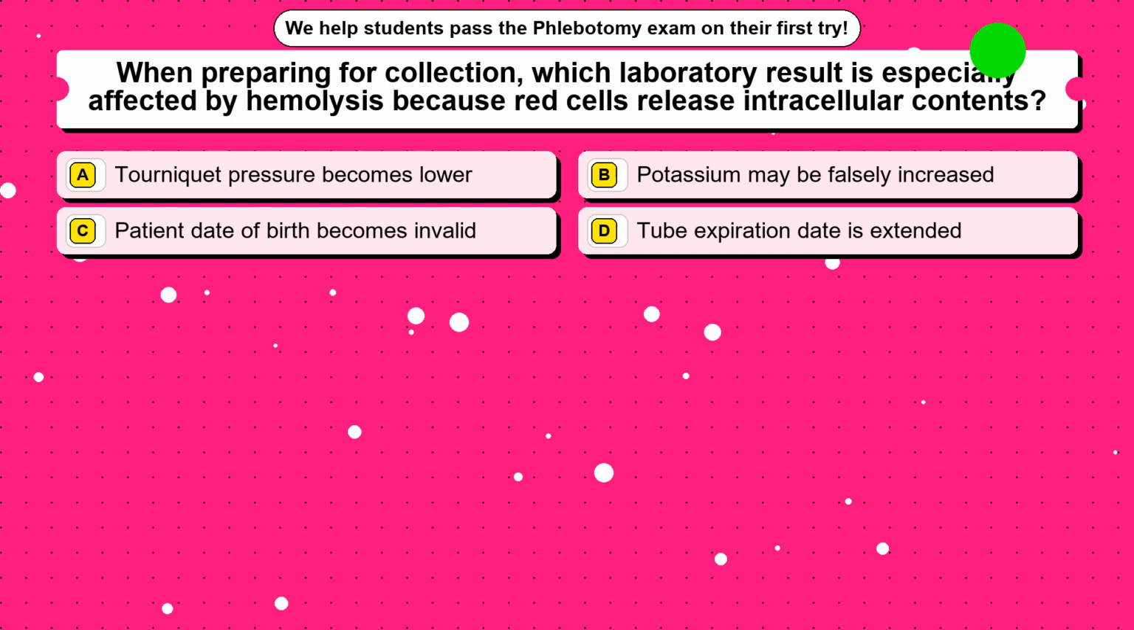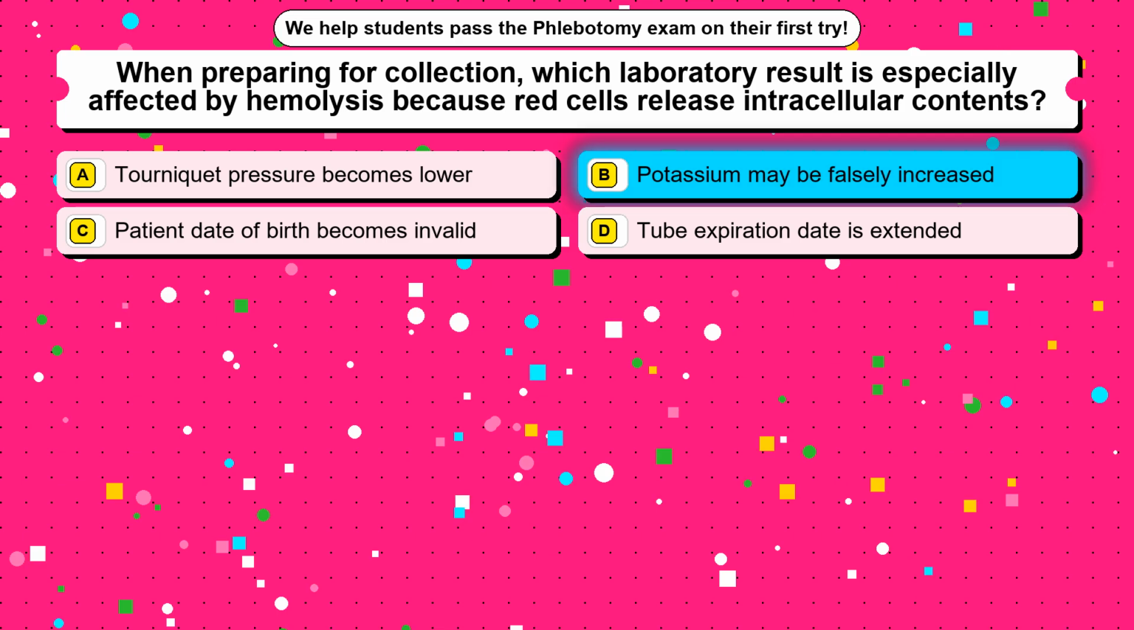Question 59. When preparing for collection, which laboratory result is especially affected by hemolysis because red cells release intracellular contents? Option A, tourniquet pressure becomes lower. Option B, potassium may be falsely increased. Option C, patient date of birth becomes invalid. Option D, tube expiration date is extended.